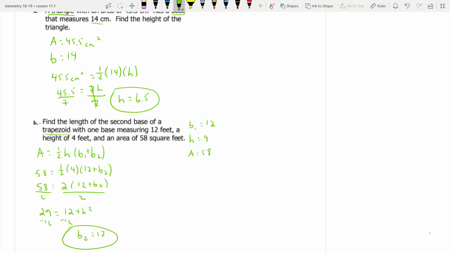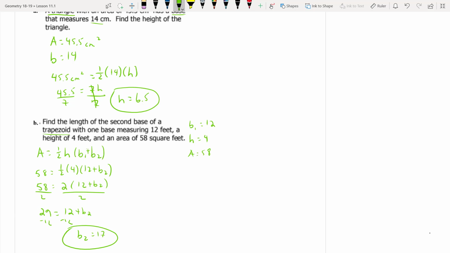Okay, welcome back in. So I made my little chart here. I made base 1 was 12, pulling out of the information from the write-up. Height was 4, and the area was 58. Plugging in, I had that set up right there. And what I did to get from step 2 to step 3 is I just multiplied a half times 4. I took a half of 4, which gave me 2. And then I divided both sides by 2 to get 29 equals 12 plus base 2. And subtracting 12, you get that base 2 equals 17.